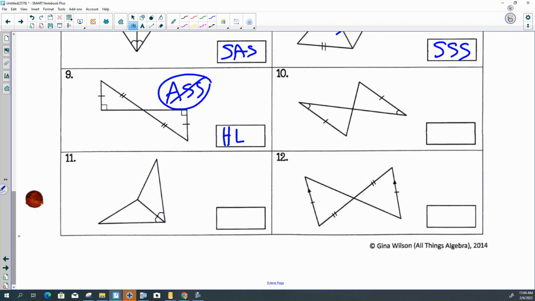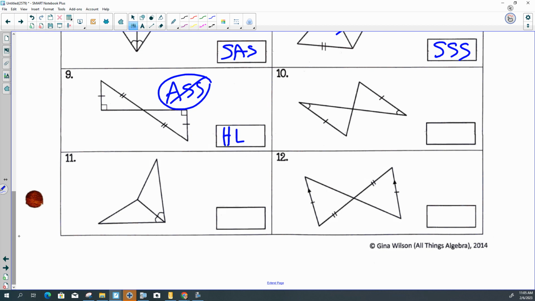Number 10. They don't tell us parallel. On number 10, it's a bow tie. So which theorem usually do we use for bow ties? Yes. It didn't tell us a bisector, though. It's only vertical on this one. But they didn't tell us.